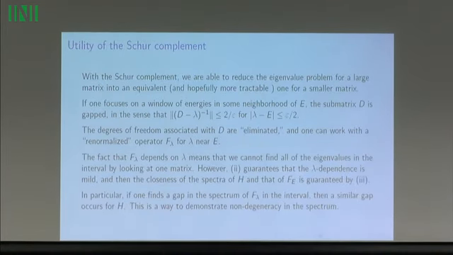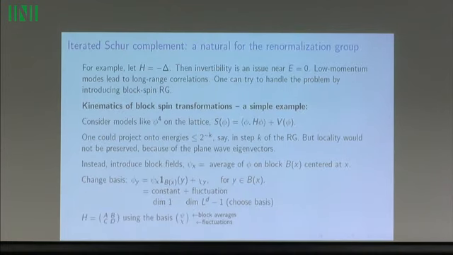And as I said, I already said this, I guess. So what we think of it, just like in RG, we eliminate the degrees of freedom associated with the block matrix subblock D. And F sub lambda is a kind of renormalized form of the Hamiltonian. All right, so now let's talk a little bit about iterating this process.